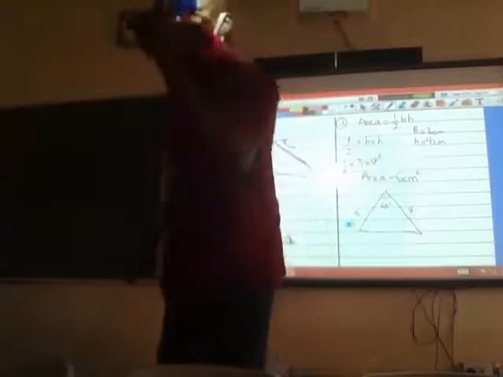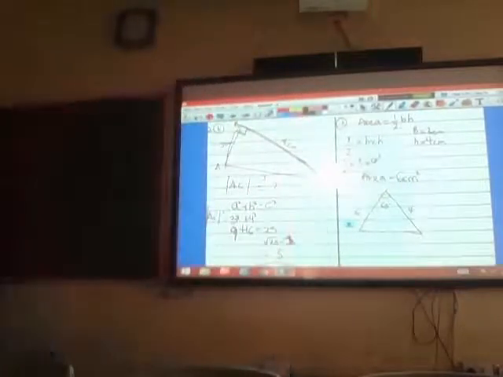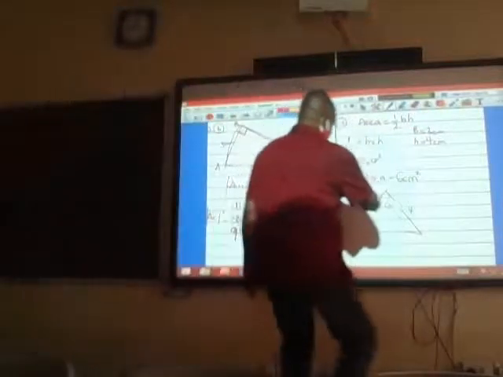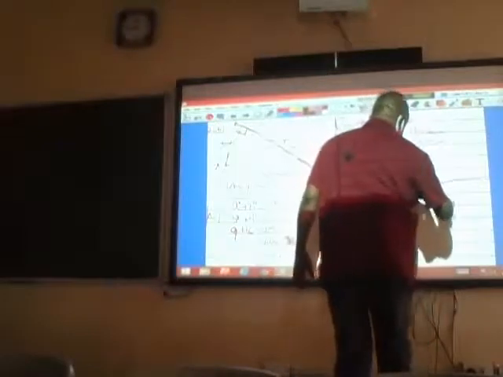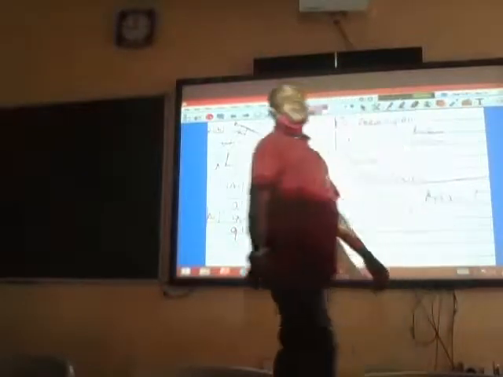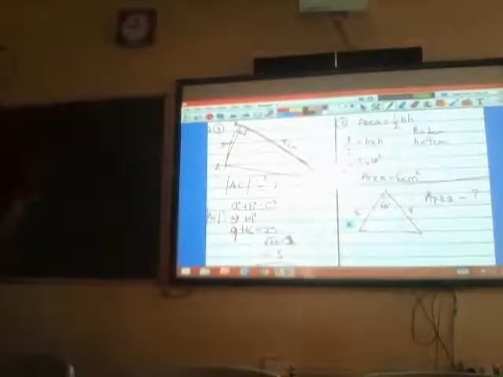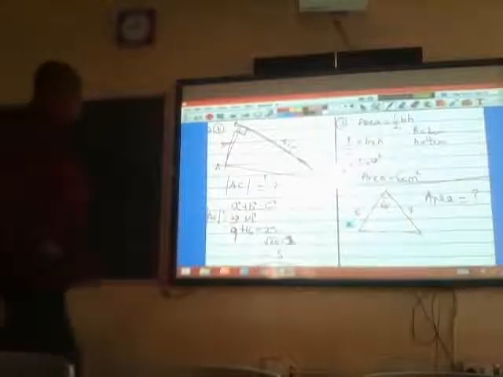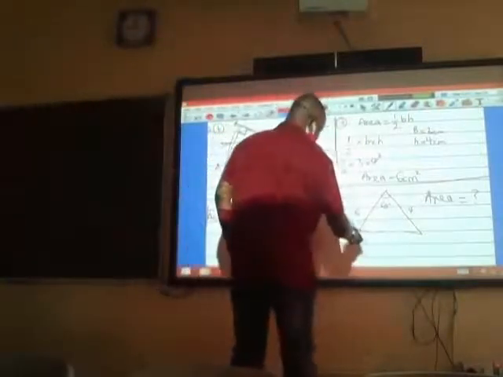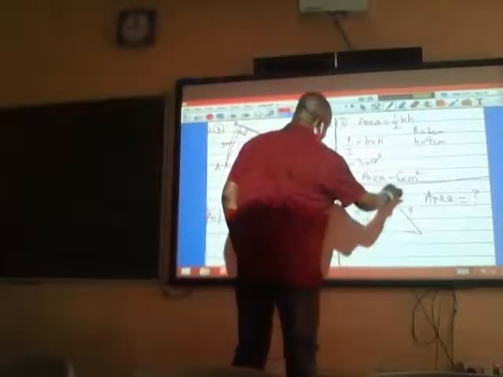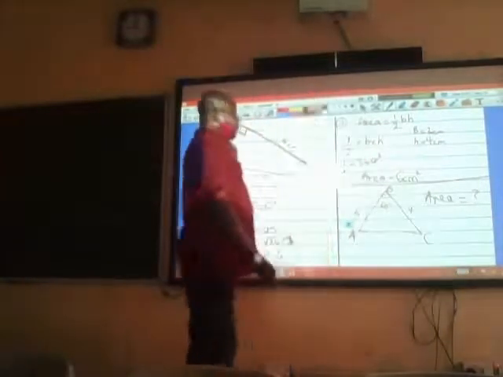And I said now, if I do a triangle where the height is not given, how to find the area? An example here. How to find the area of this triangle? How is it going to find the area of this triangle? Let's say this is triangle ABC. To find the area of triangle ABC.